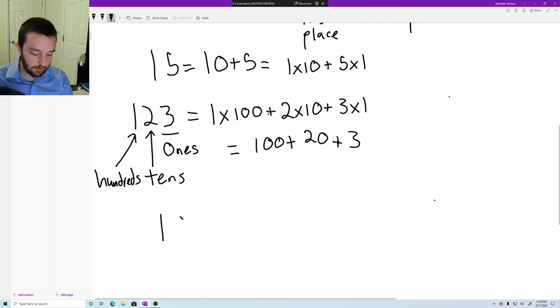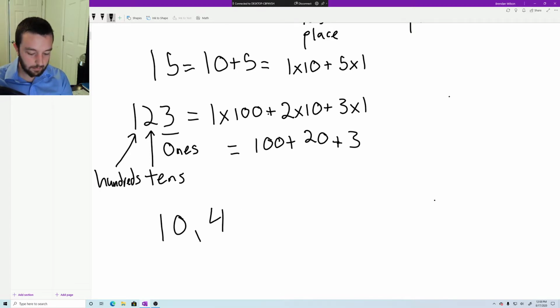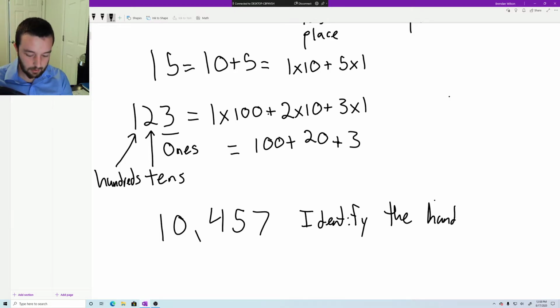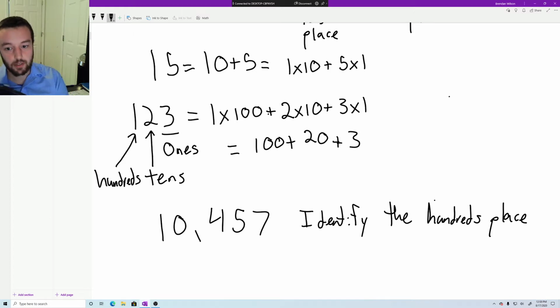So if we have something like this, and we want to identify the hundreds place, then we start at the right, at the ones place, with the 7 here, and then just go over and count all the places. So we have the ones place, the second one is the tens place, the third one is the hundreds place, so it would be 4. And then 0 is in the thousands place, and 1 is in the 10,000s place.